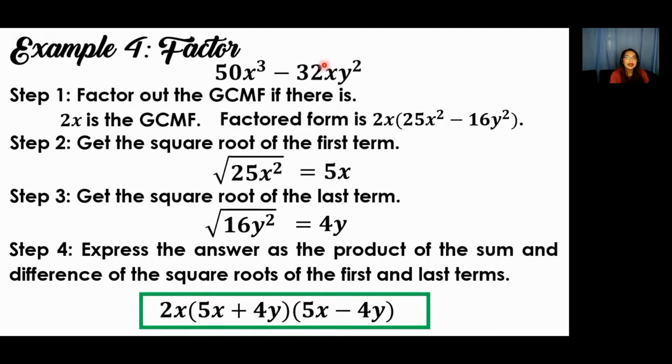Again, hindi lahat ng binomial sa unang tingin ay perfect squares. Kaya, we have to still try to do step number 1, which is to factor out the GCMF kasi it might be possible na ang kalalabasan nito kapag nakapag-factor out na tayo ng GCMF is a perfect square binomial or yung ating difference of two squares. So, ayan. So, the final answer, GCMF, sum of the square roots, difference of the square roots. Okay? So, let's move to our fifth example.